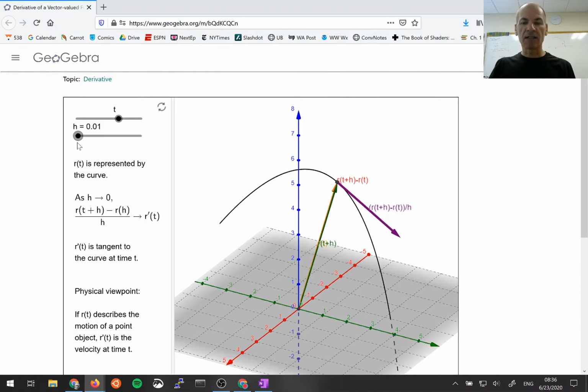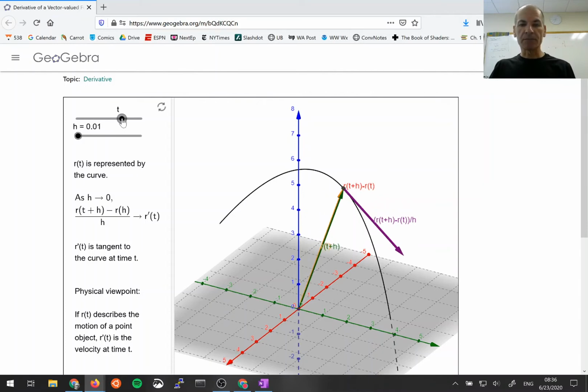Not only is it telling us the direction tangent to this point on the curve, but it's also telling me how fast the particle is moving at this point. The length of this vector tells me exactly how quickly the particle is moving at this point in space.